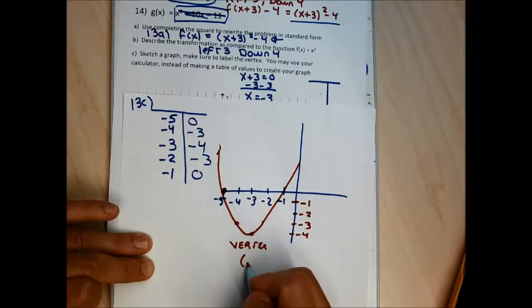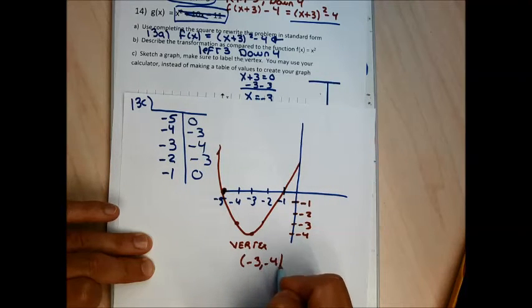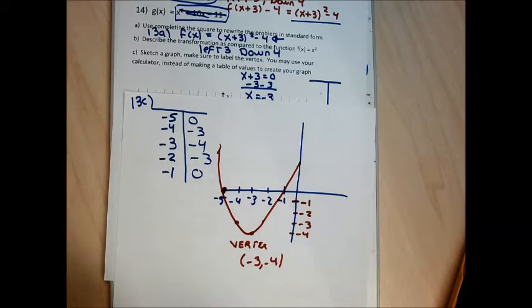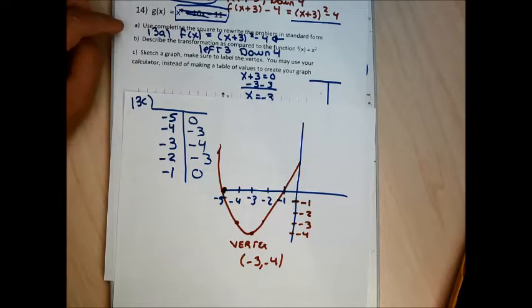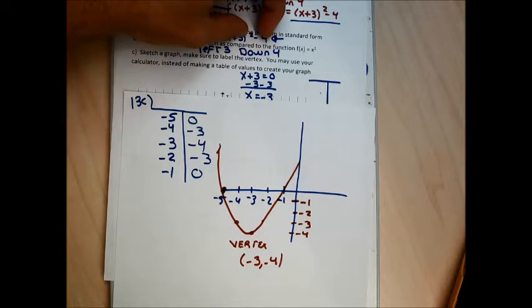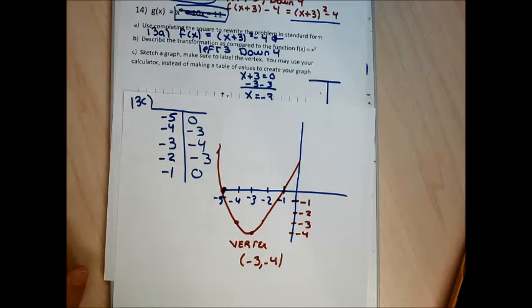And the vertex is the point (-3, -4). That's everything that needed to be done for problem 13. So I took the time to use completing the square to rewrite the problem in standard form. Then, when it was written in standard form, I can tell you how the graph compared to the graph of f(x) = x squared. It was left 3 and down 4, and then I made a table of values and sketched a graph.